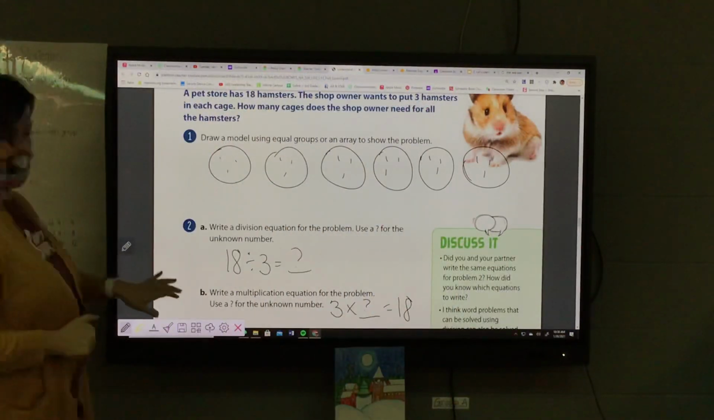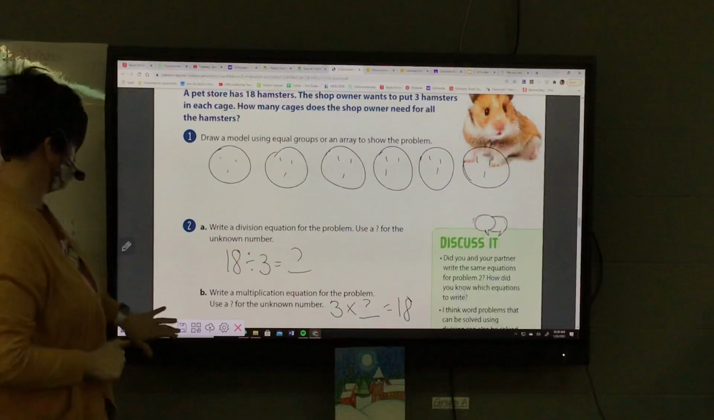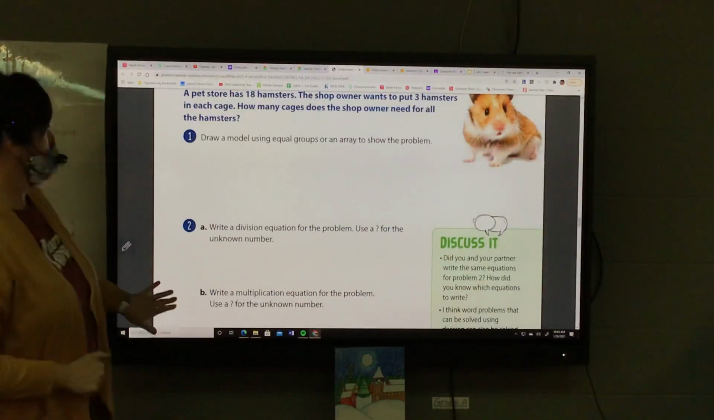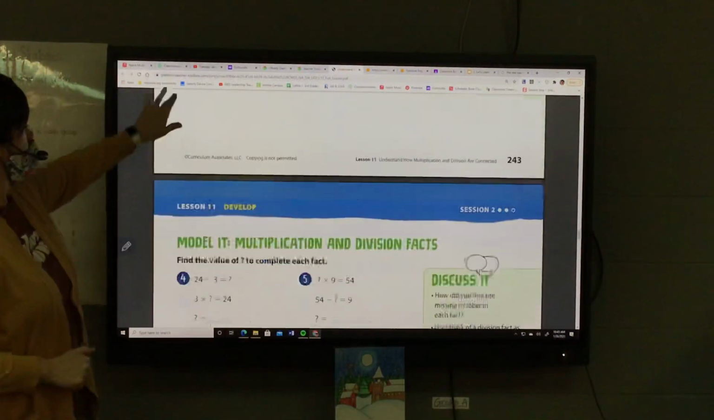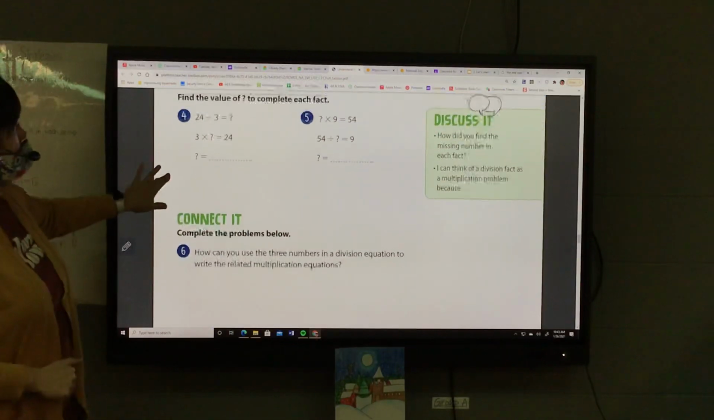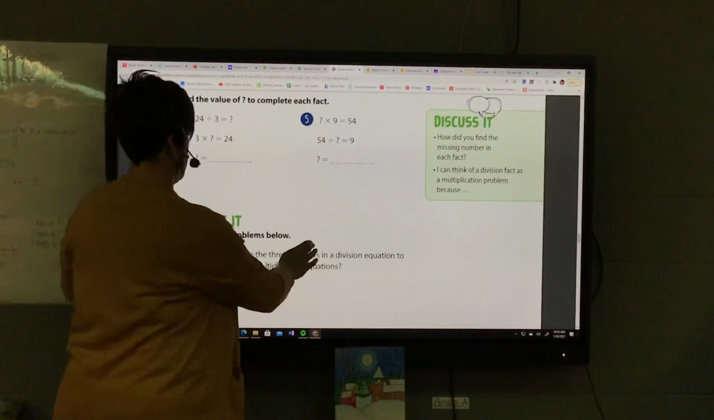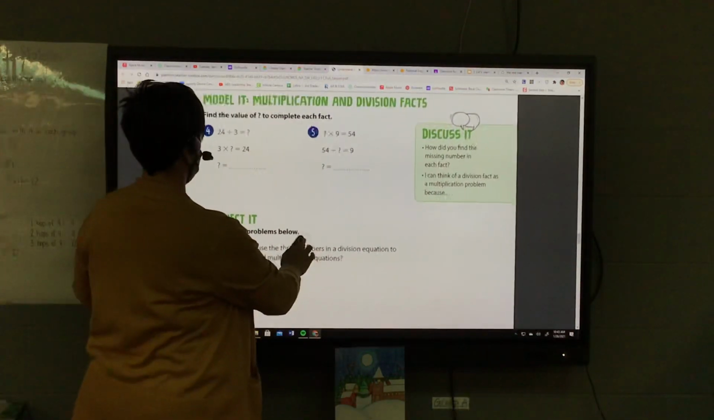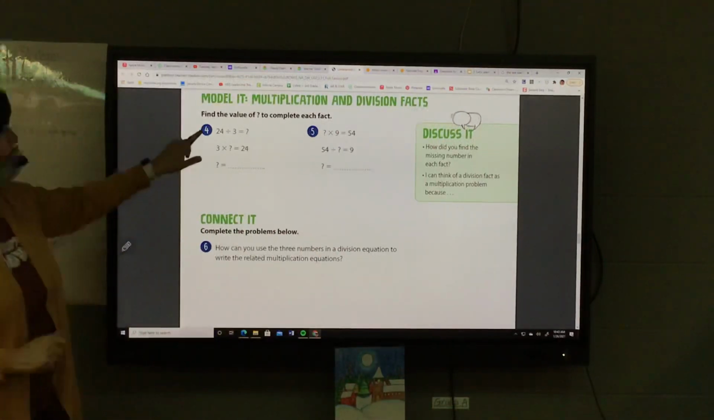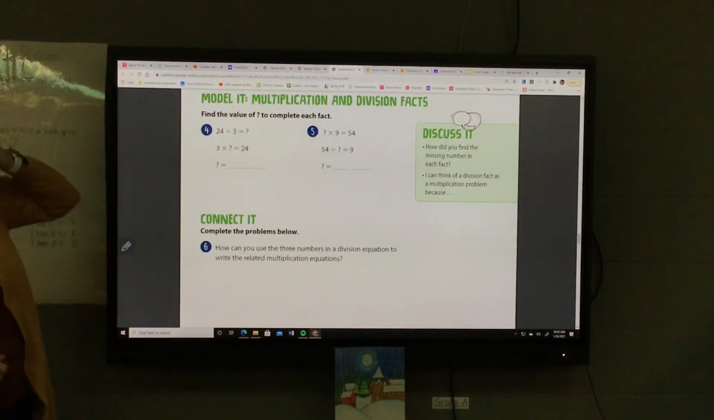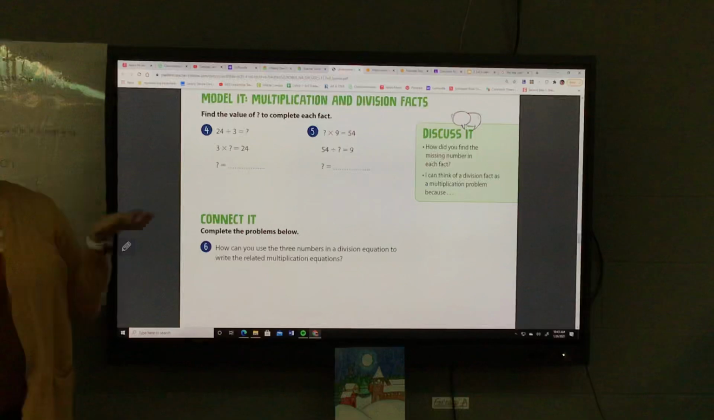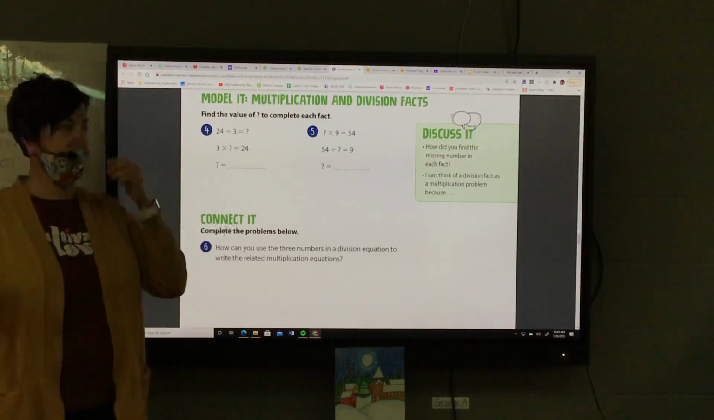Turn your page. Did you have to turn your page? I don't know for sure. We have to bring food. I know they're always showing their food off in our math book, aren't they? Oh, what does this look like? Fact family. Yeah, fact families.